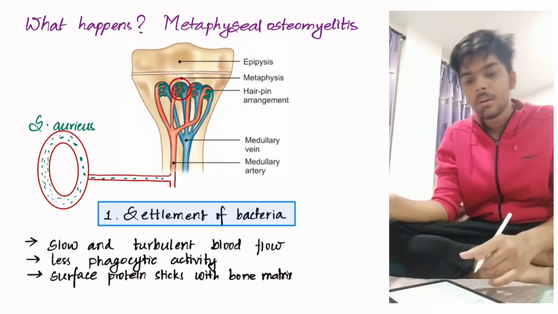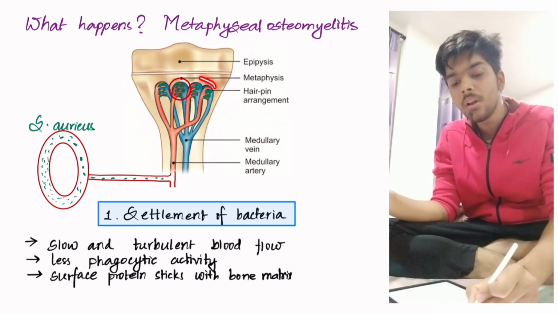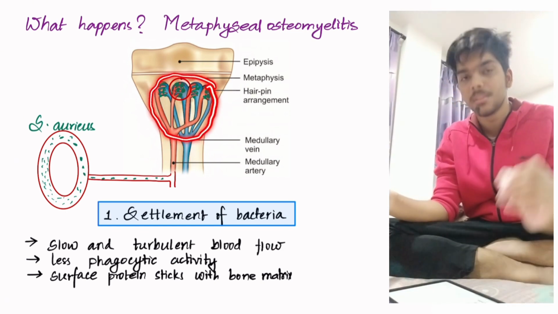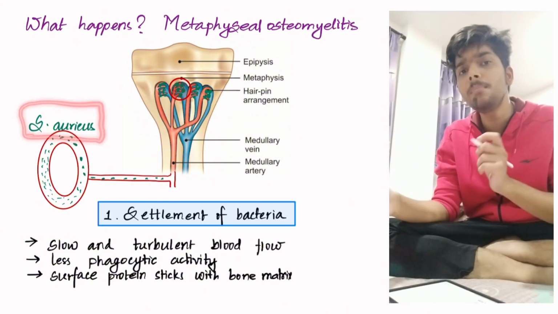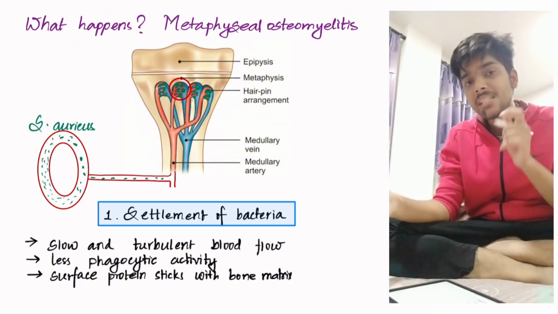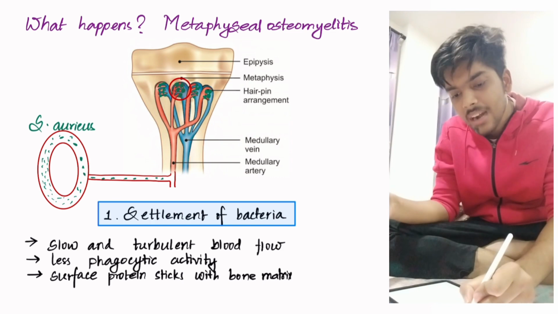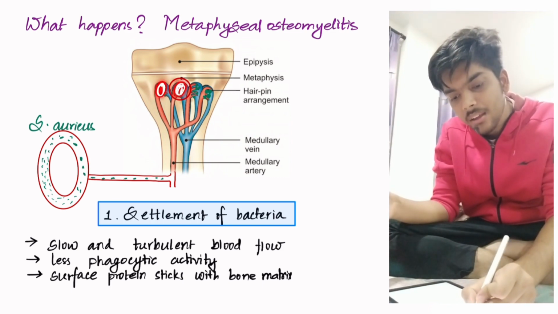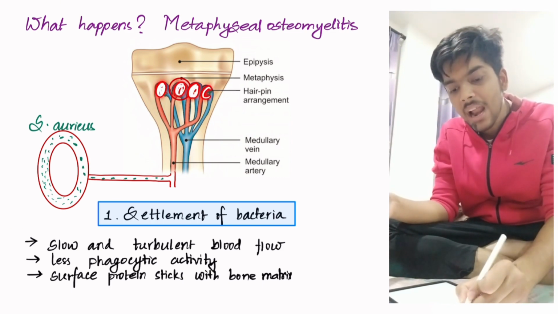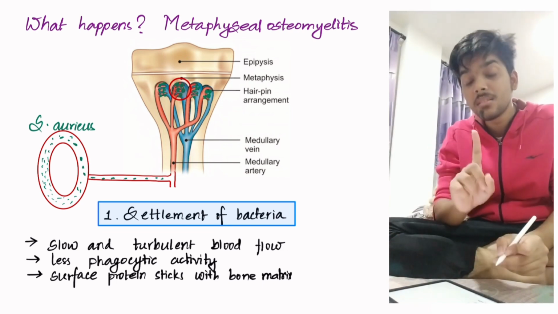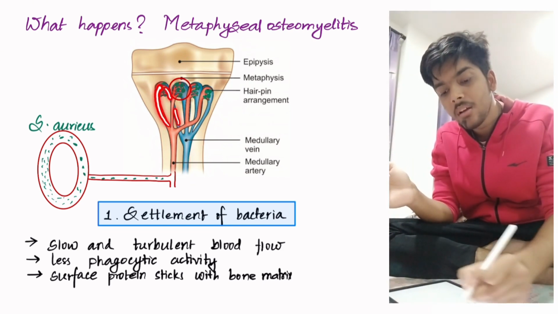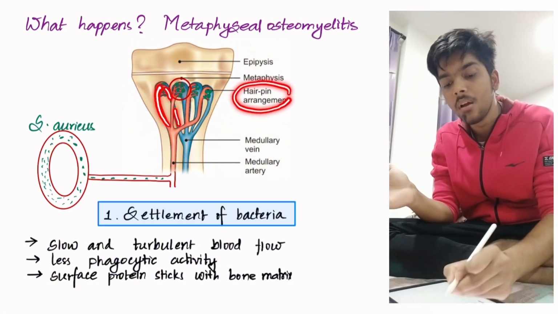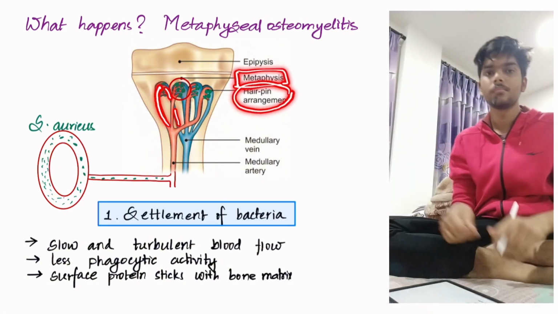The reason this particular arrangement is so important is because Staphylococcus aureus has its favorite place to inhabit, and its favorite place is right here, right here. That is at the junction between the artery and the venous sinus of the hairpin arrangement within the metaphysis.